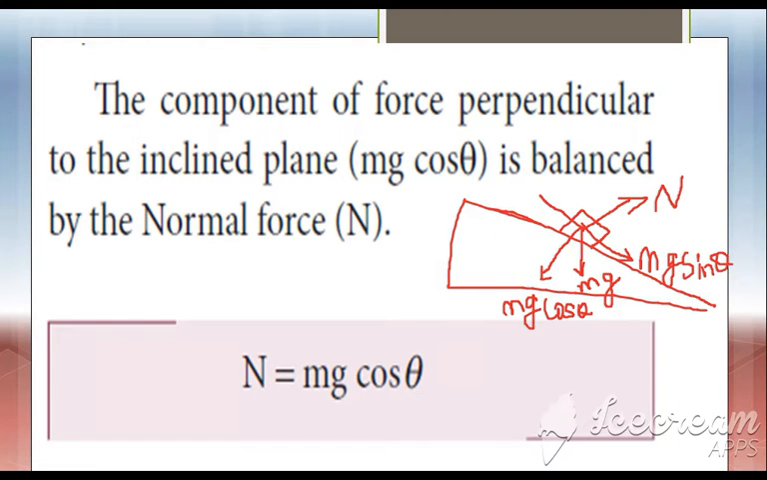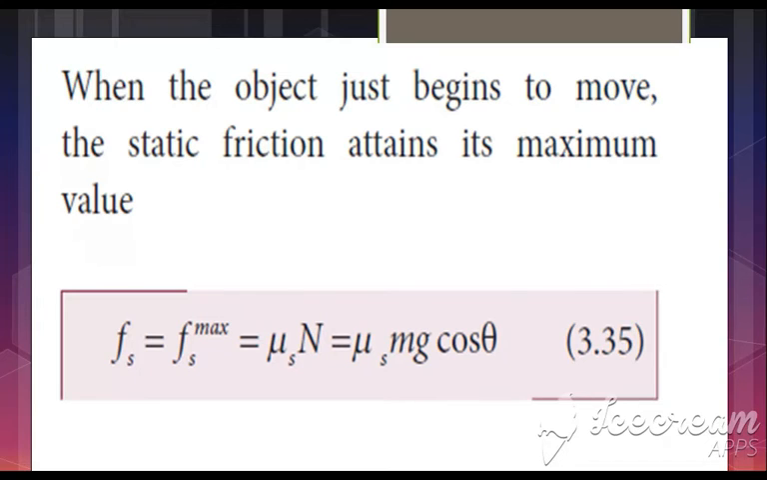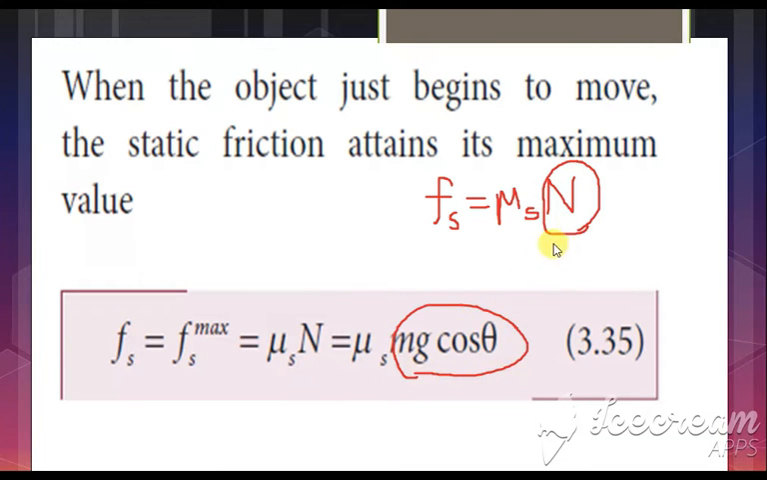So we have two equations here: N is equal to mg cos theta, and Fs is equal to mg sin theta. First we take N is equal to mg cos theta. Then the next equation: we know the formula for static friction, Fs is equal to mu s into N, is it not? As we know the value of N here is mg into cos theta, so instead of N we write mg into cos theta.